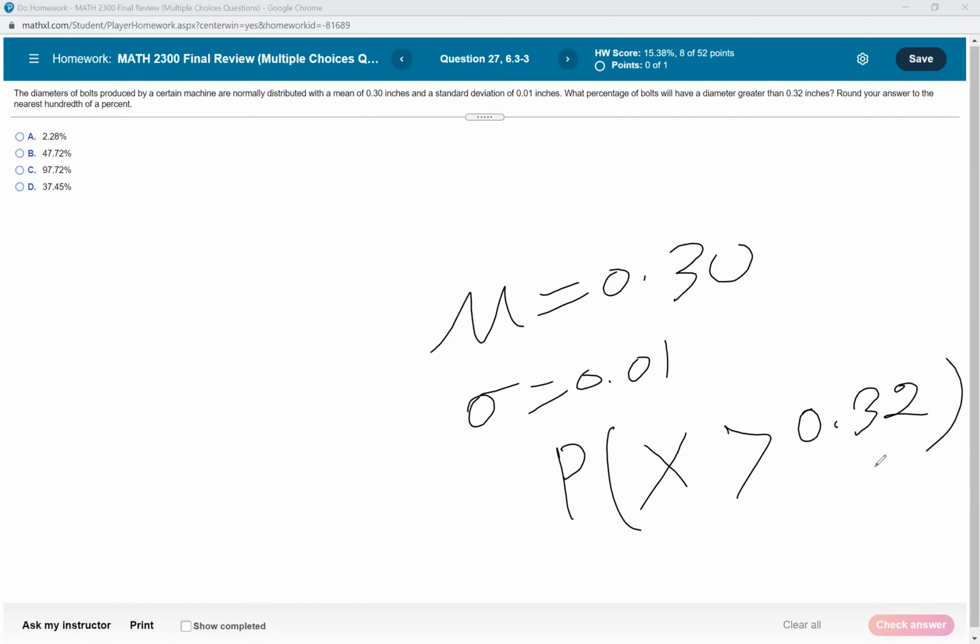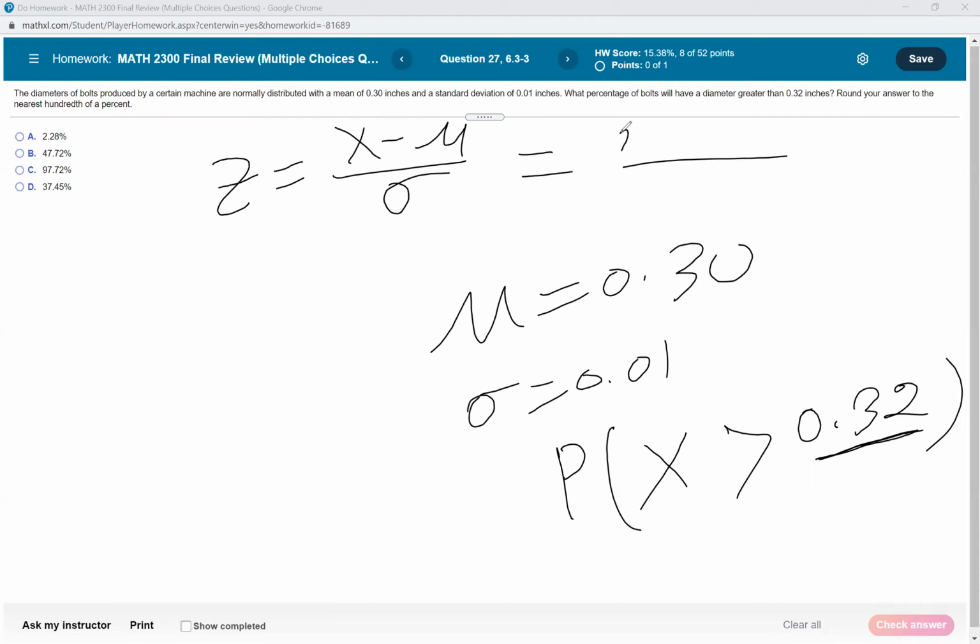So to find this probability, first you need to convert this number to a standard. You need to standardize this value, right? So what is the formula? The formula is x minus mu over sigma. So the value of x is 0.32, mu is 0.30 and sigma is 0.01. If you simplify this, the z score will be 0.32 minus 0.3 divided by 0.01, which is 2.